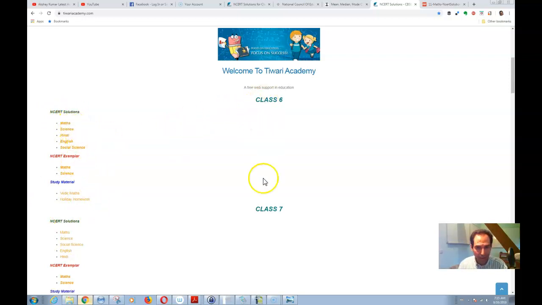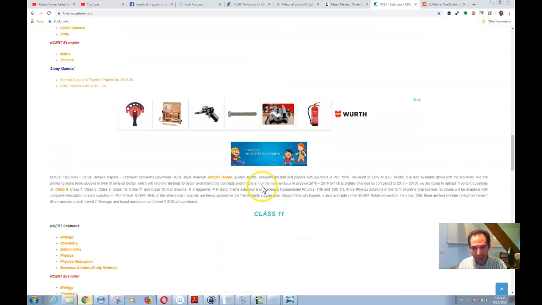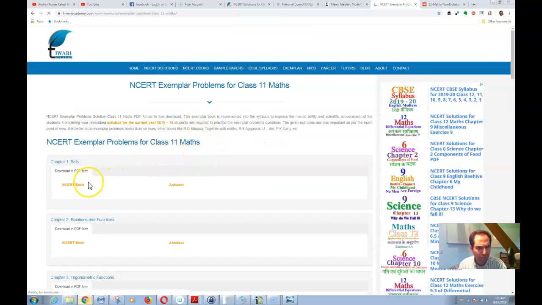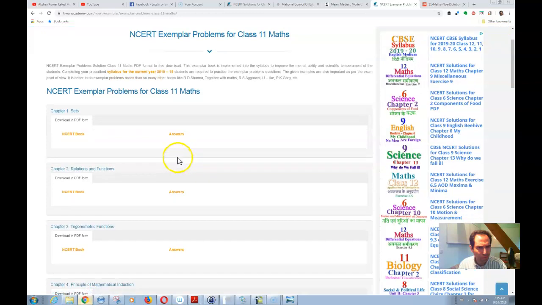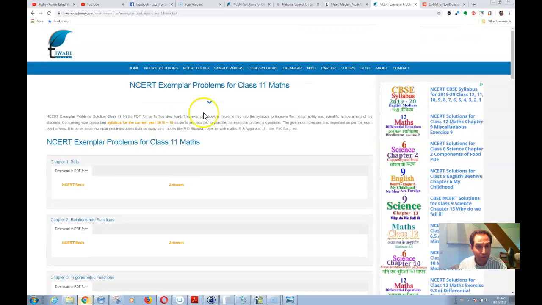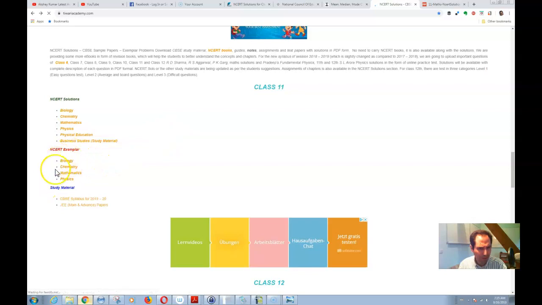So for example, this is class 6, class 7, class 8, class 9, class 10, class 11, and I don't know what these are. Answer, I don't know, sets, relations. But this is anyway not related to what we are doing right now. Probably they have copied some part of the book and put it somewhere.